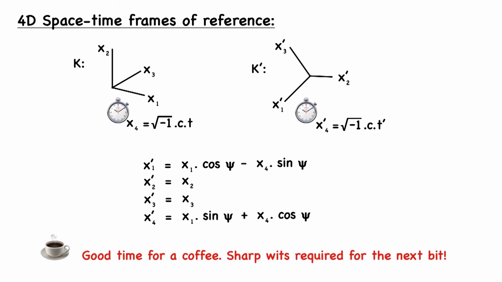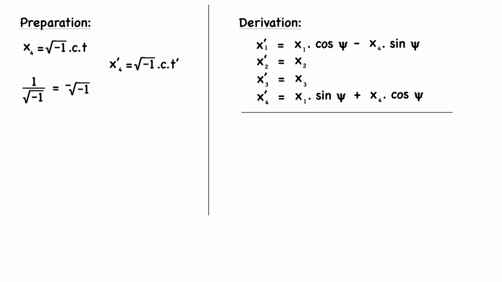As before, I'll make this as simple as I can. You just need to take it one step at a time. I'll use the same format as before, preparation on the left and derivation on the right. We already have 2 important definitions here and here, which come directly from our definition of the 4th dimension. This funny-looking equation here, 1 over square root minus 1 equals minus square root minus 1, will look a bit odd if you've not seen it before, and you'll just have to trust me that it's correct.